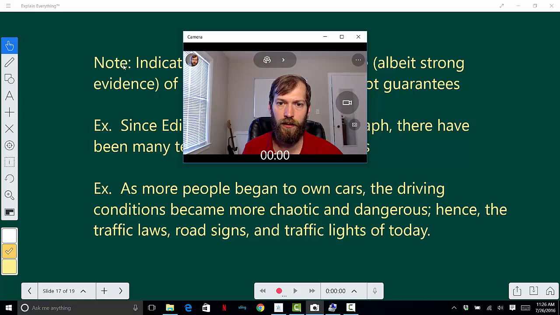So be aware, just to re-emphasize, be aware that these indicator words for premises and conclusions aren't 100% guaranteed that what follows will be a premise or a conclusion.